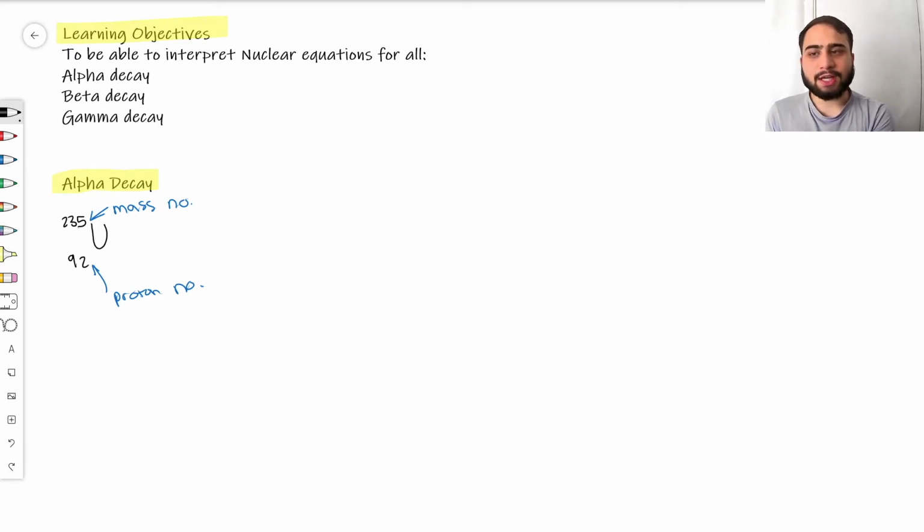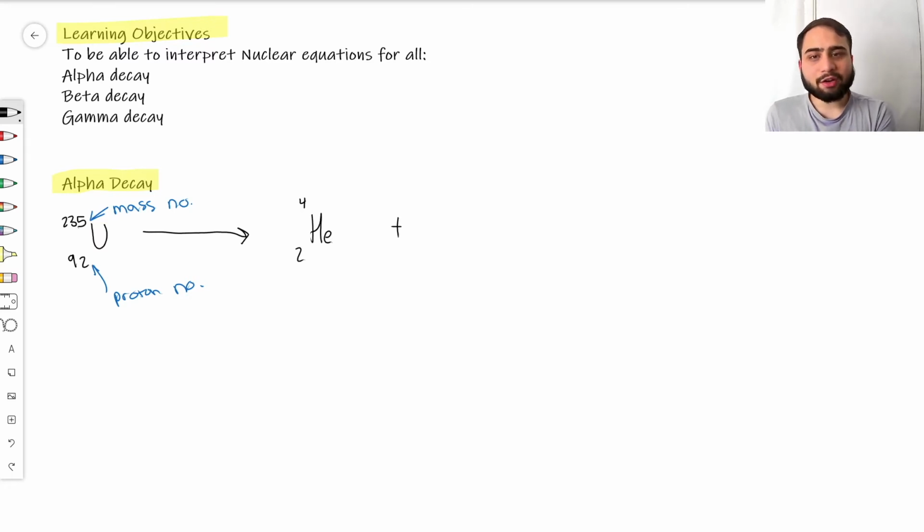Okay, so to actually write our equation, all we do is write the actual element that's decaying, then an arrow away. I told you that this is alpha decay, which means that an alpha particle is released. So we can either use the Greek symbol alpha, or we more likely use helium, He, because remember, an alpha particle is really just a helium nucleus. So again, we know that the mass of a helium nucleus is 4, 2 protons, 2 neutrons, and its proton number is also 2.